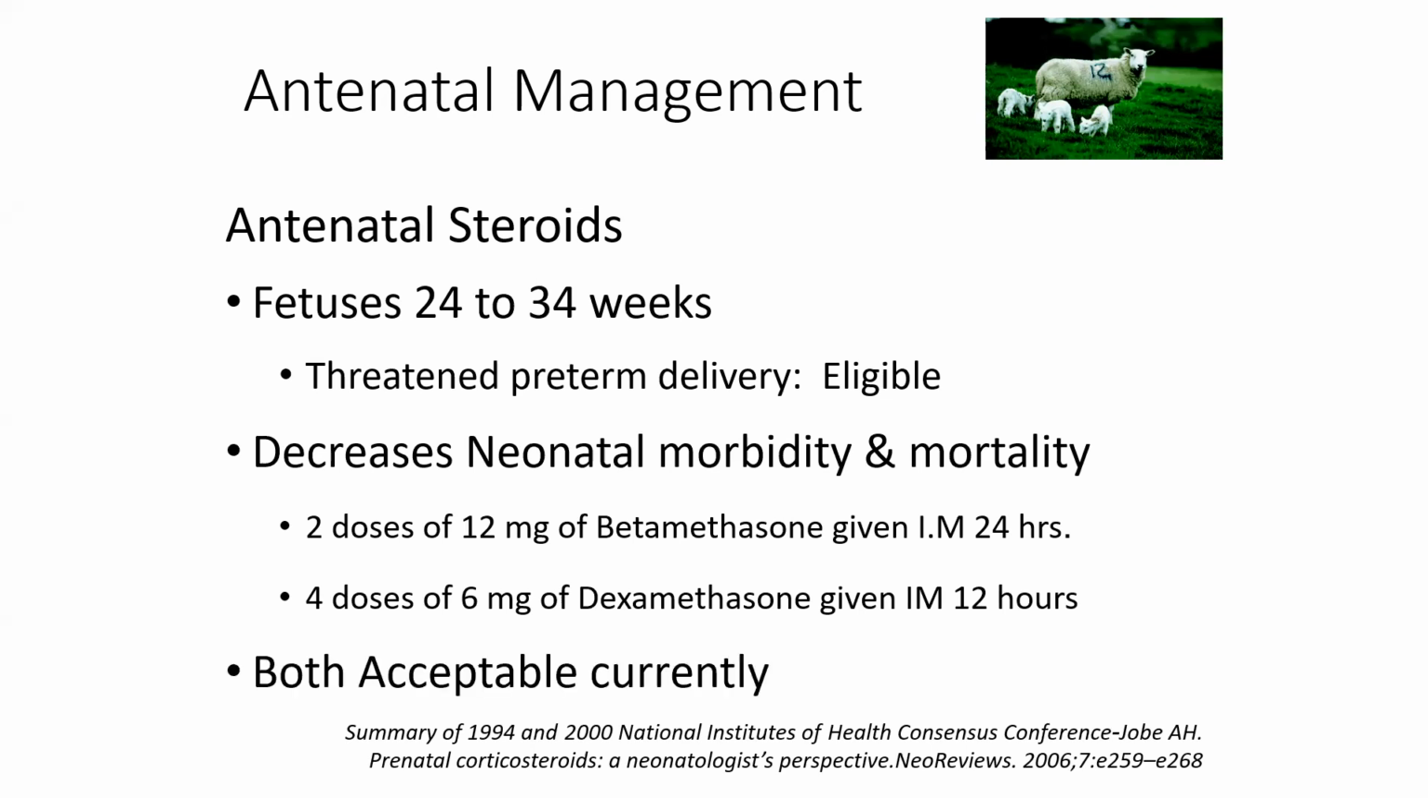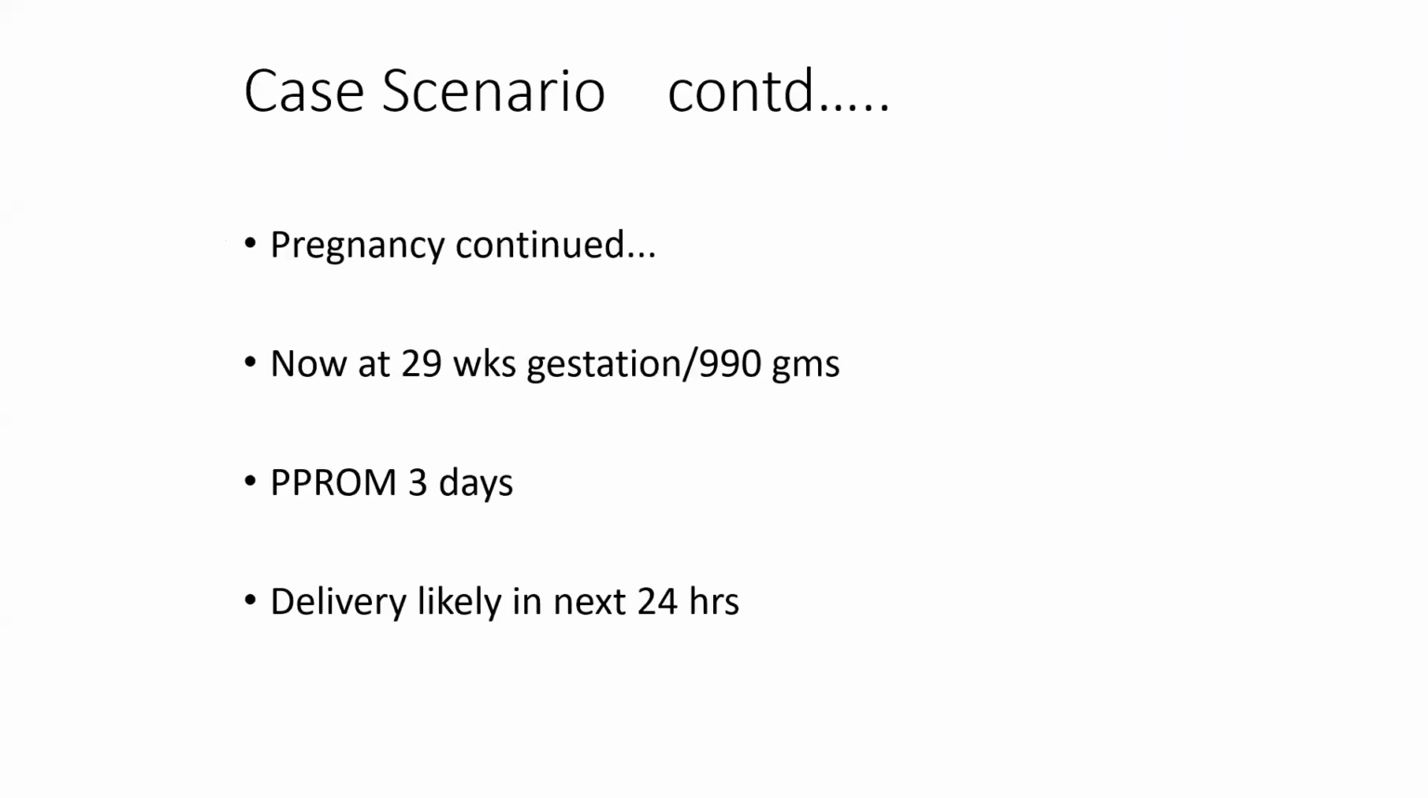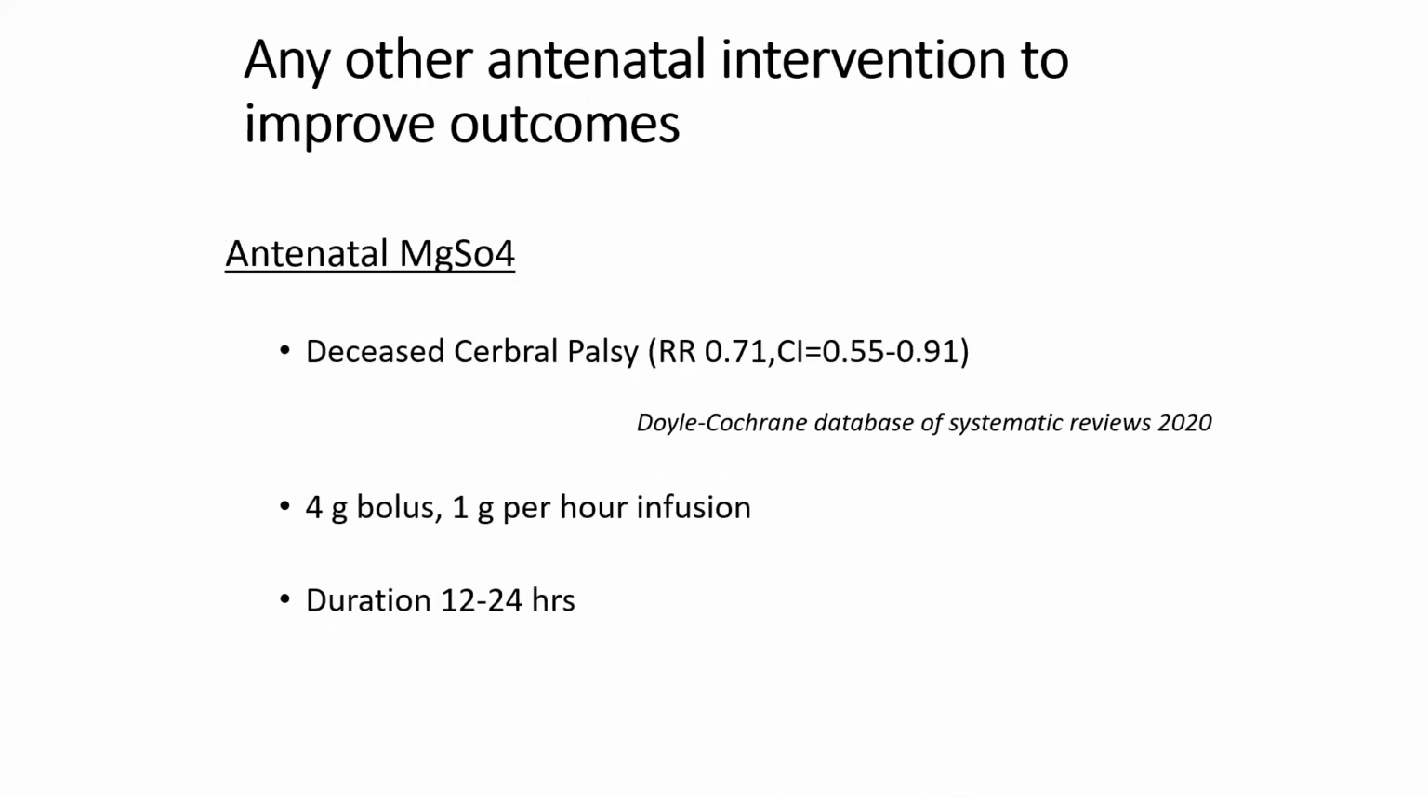The other strategy which Dr. Shreyas has told will also be coming to that. So the pregnancy was continued with this steroid, and again at 29 weeks of gestation, delivery was likely because the mother had gone into leaking. Another intervention which can be done is antenatal magnesium sulfate, given as a 4 gram bolus and 1 gram per hour infusion for 12 to 24 hours. This helps in neuroprotection. We want our baby not only to be free of respiratory distress but also to have an intact brain. So we should take care of the brain also, which is done by steroids by reducing IVH, and by magnesium sulfate in terms of a lower risk of cerebral palsy in later ages.